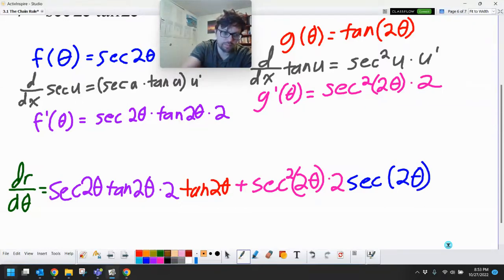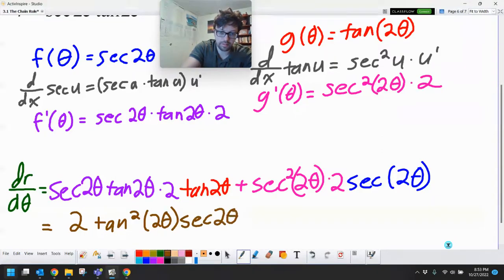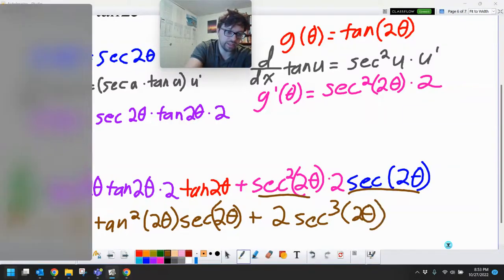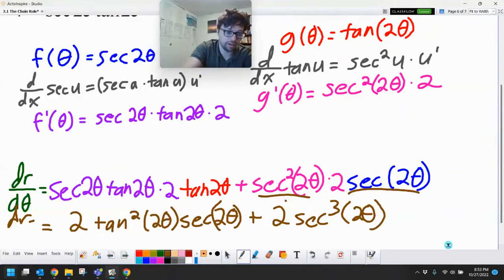If we wanted to, they'd probably clean this up in a multiple choice question. This would be 2 tangent squared, because we got 2 of these tangent 2 thetas, secant 2 theta, plus we get another 2, and we've got secant squared and another secant, so we got secant cubed 2 theta. So that is our dr over d theta, our derivative with respect to theta.